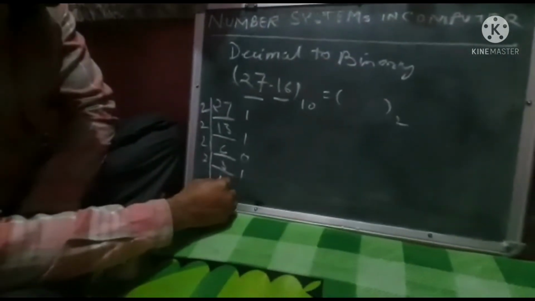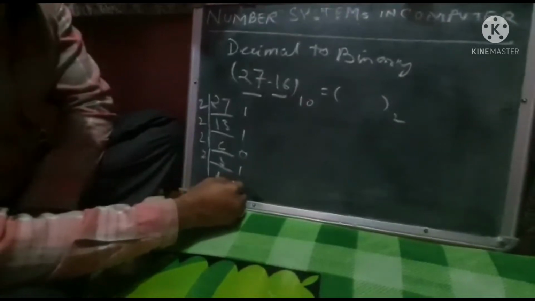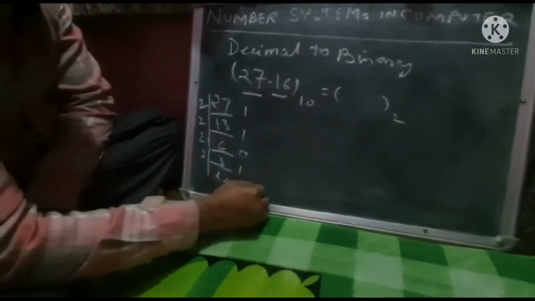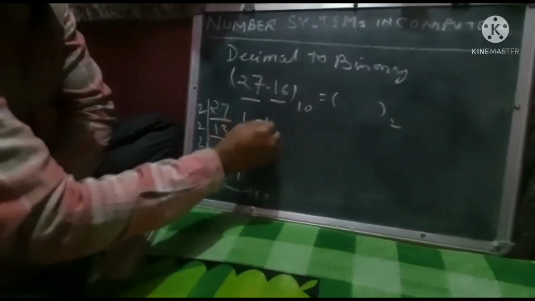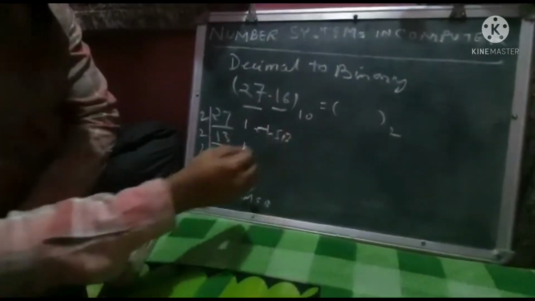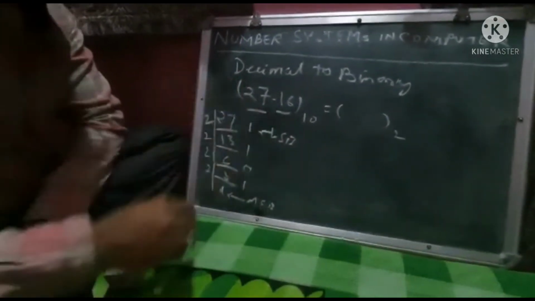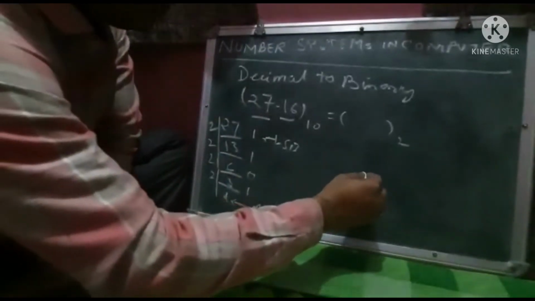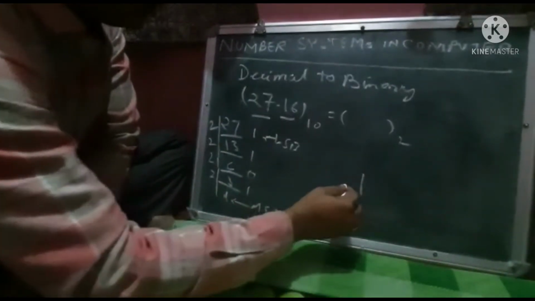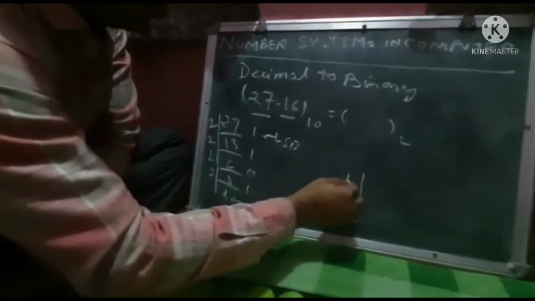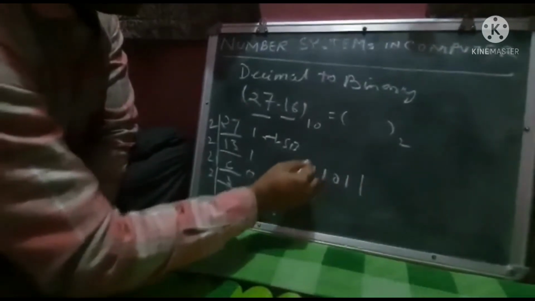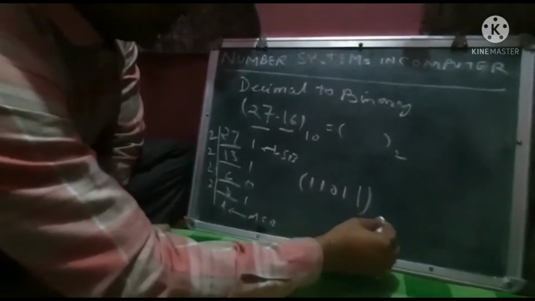This 1 in the last step is actually the quotient. This is the most significant bit of our result, and the one generated at the first step is the least significant bit of our result. So we write from the most significant bit to the least significant bit, from left to right: 1 1 0 1 1. So this is our number in binary.